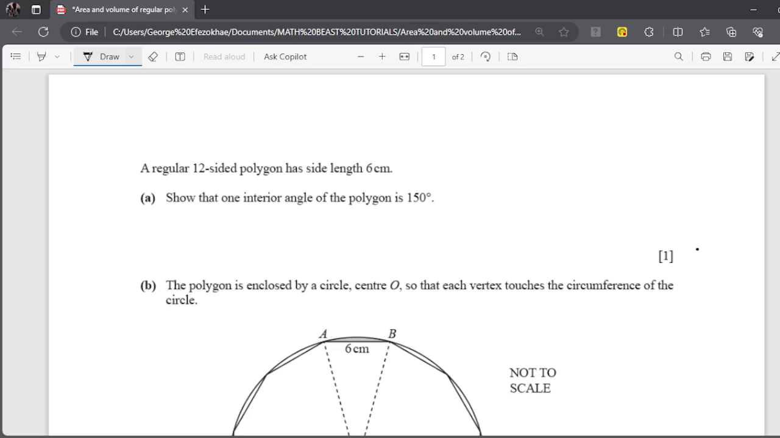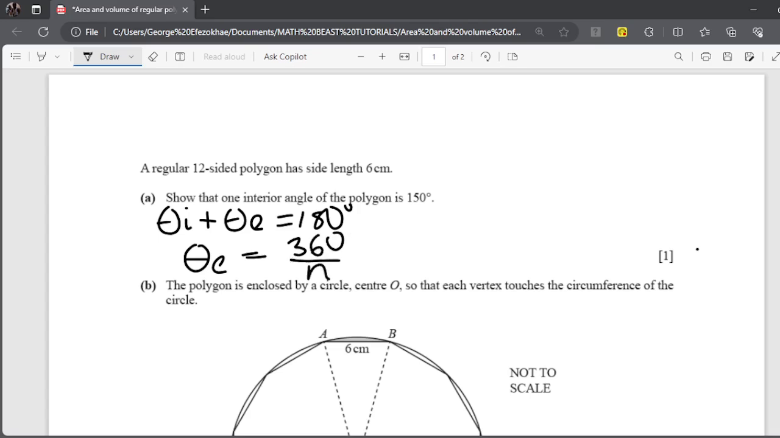Okay, from our understanding of polygons, we can recall that, let me use theta I as the interior angle, then theta E as the exterior angle, the sum is equal to 180 degrees. For any polygon, the sum of the interior angle and the exterior angle is always 180. And we also know that the exterior angle of a polygon is always 360 divided by n, where n is the number of sides, while 360 is the sum of all the exterior angles. From that idea, we can find the exterior angle of this 12-sided polygon.